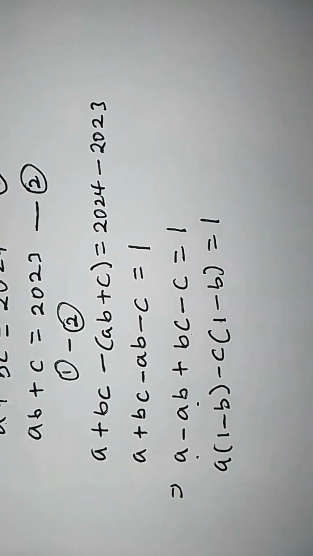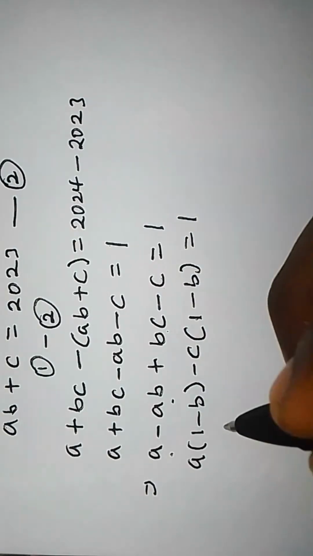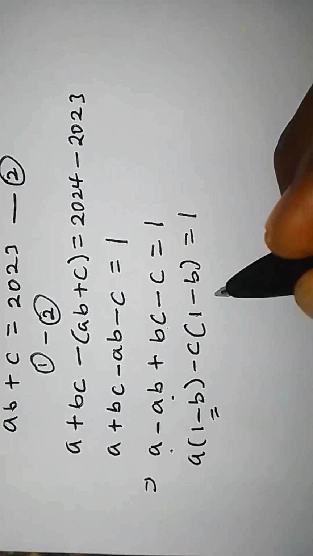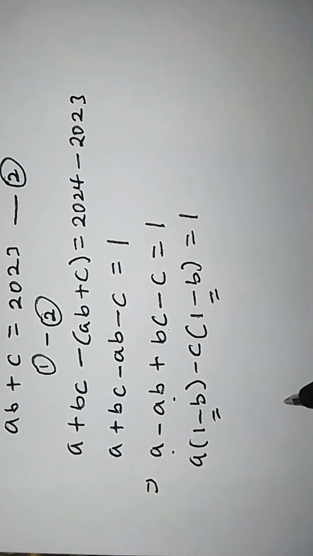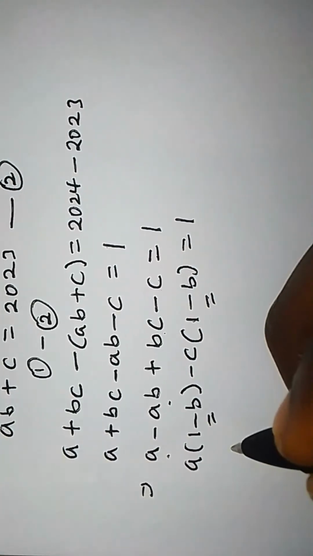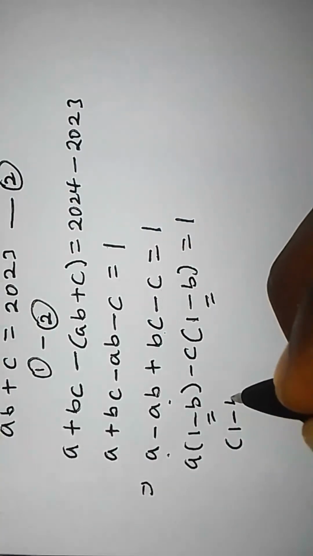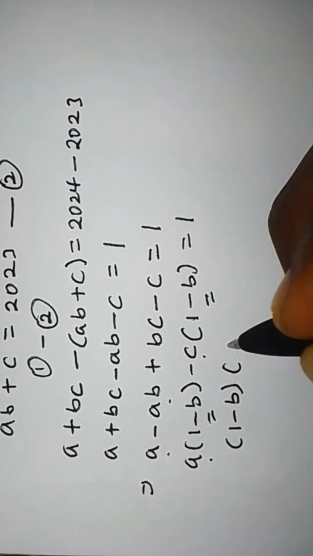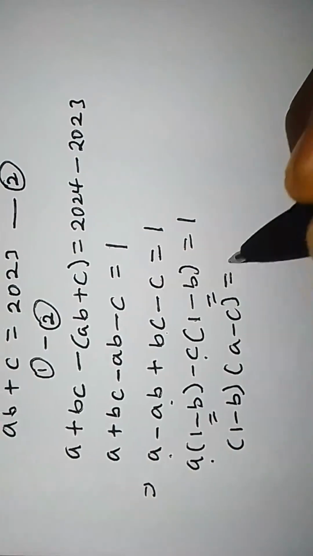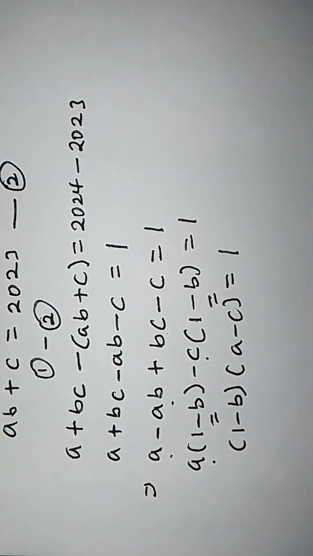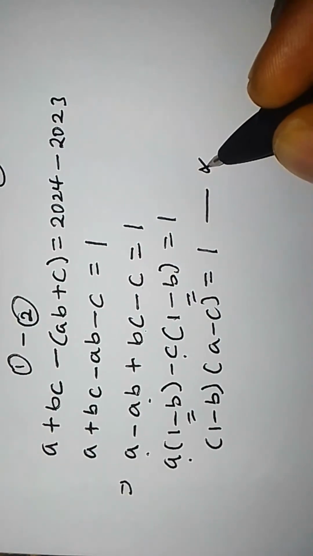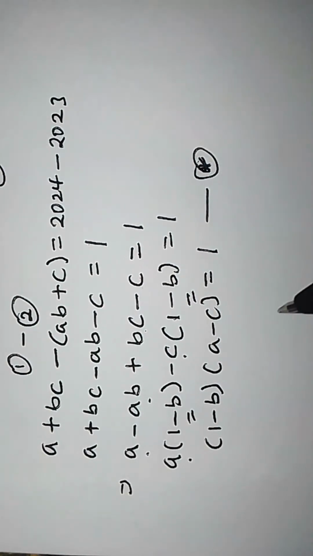Let's continue. You will notice that 1 minus B is common. We can factor it out. So that will be 1 minus B times A minus C equals 1. Take note of this equation. It is very important.